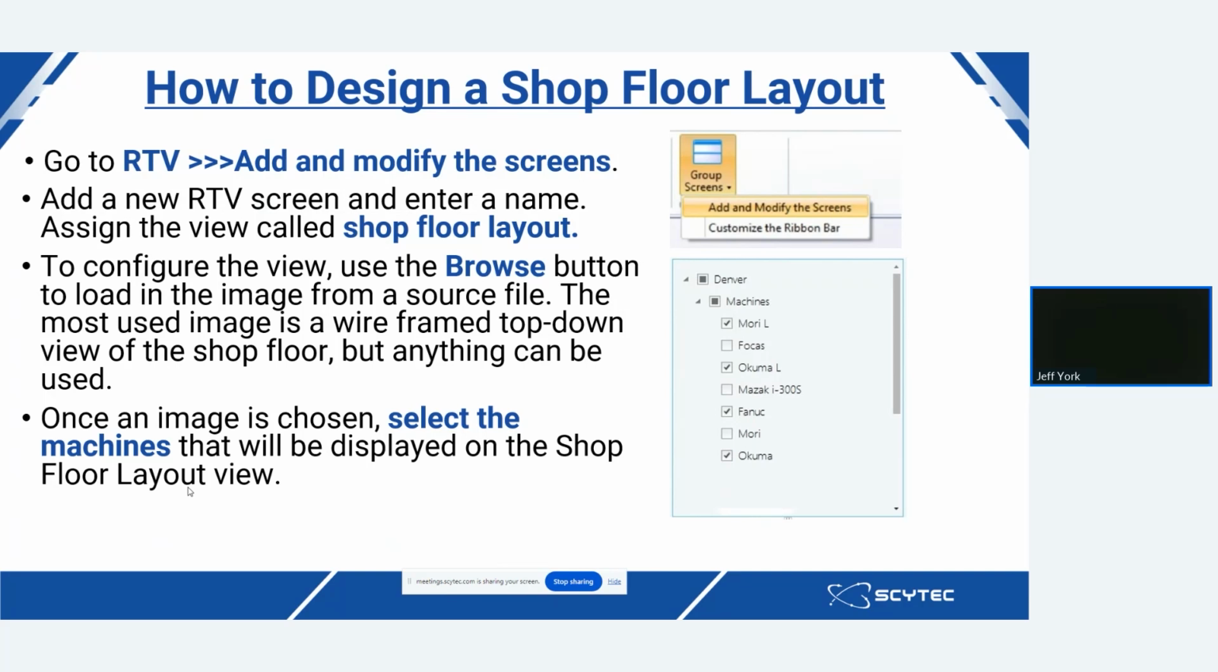the shop floor layout. And to configure that view, you will use the Browse button to upload an image from a source file. The most common image, as I described earlier, is a top-down wireframed image of your shop floor, but you can really use anything. You can use any PNG or JPEG that you want to import in there. And then once that image is chosen, you can select the plant as well as the machines that you want to have visually represent their statuses and the other data parameters that I showed you on that previous slide.